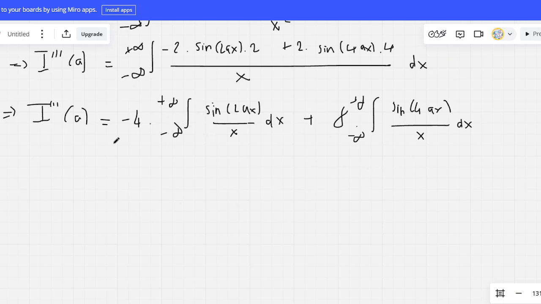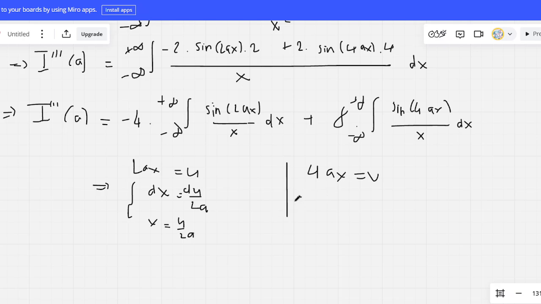So for this one here, if we do a simple u substitution, let's substitute 2ax equal u, which means that dx will equal du over 2a, and x equals u over 2a. Similarly, if we substitute v, we substitute 4ax equals v, then we get dx equals dv over 4a, and x equals v over 4a.